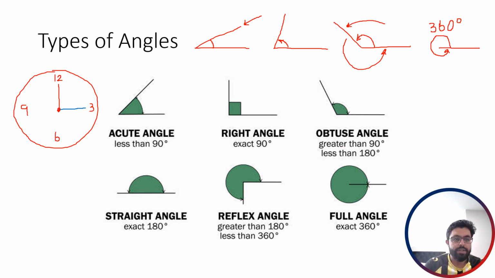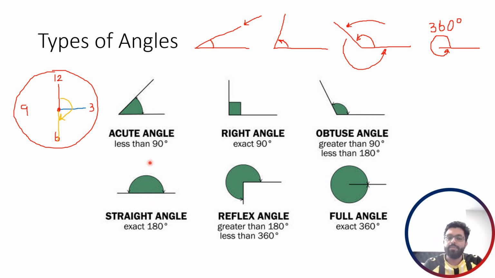Now, 180 degrees on our clock looks like this, going from the 12 on top to the 6 at the bottom. That's completely turning around and facing the other direction. That right there is a 180 degree rotation. So anything that's bigger than 90 degrees but smaller than 180 degrees is what we call an obtuse angle. And then when you've got exactly 180 degrees, you've got a straight angle.